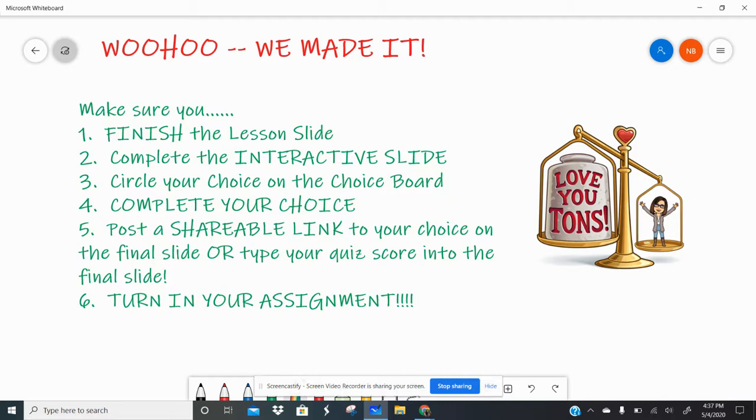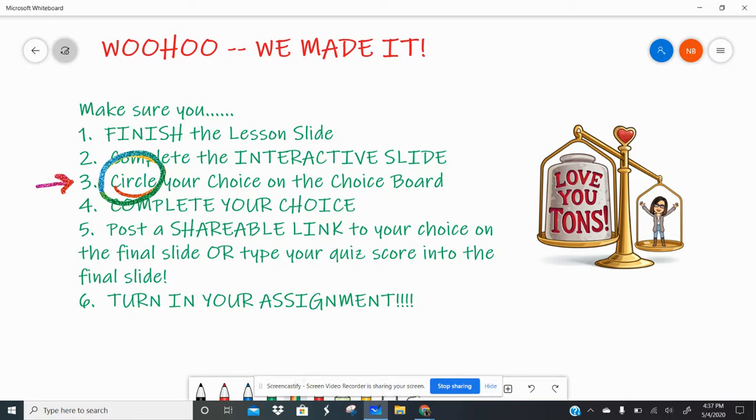So, what do you do? You're going to finish the lesson slide. So, you watched me. You're going to watch one more video, look over the notes, do the quizzes activity. Boom, slide 1, done. Then you're going to move on to that second slide, which is the interactive slide. Look at that circle graph, answer a couple questions. Boom, done. Move on to the third slide. This is important. Circle the choice that you want to complete on the choice board. So there's a bunch of options. I think there's 6 of them this time.